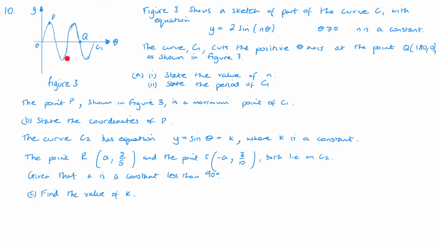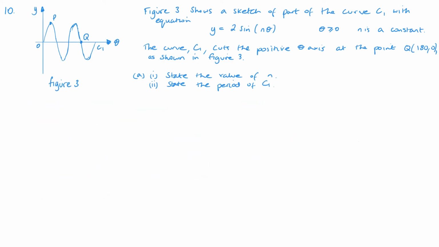So if we go 1.5 to 180, and then if we think to 360, we'd have 3 complete cycles or 3 complete periods. So that value of n there is going to be 3. Sorry, just making a bit of room there. So our value of n is 3. So we actually have y equals 2 sine 3 theta.